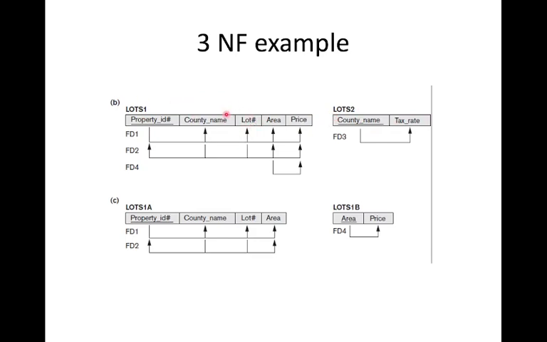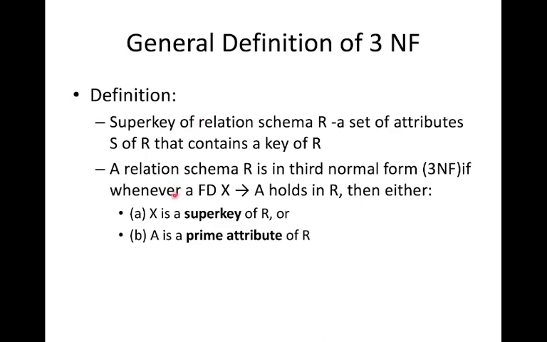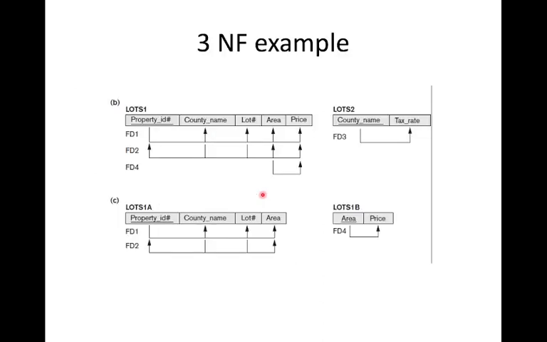Now if we check this table, what is the condition for third normal form? If X to A is there, then X is a superkey or A is a prime attribute. The functional dependency here is property ID to county name, lot number, area and price. In this case X is a superkey: property ID is a superkey, and it can also be considered a primary key or candidate key. The other functional dependency is county name and lot number to area, price and property ID. Here county name and lot number are candidate keys. So that functional dependency is also okay.